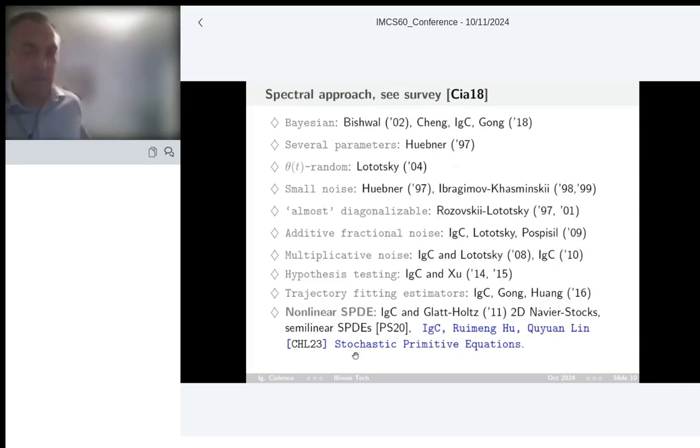We treated the stochastic primitive equations, which is a simplified version of the 3D Navier-Stokes equations, where we really use the structure of the solution to prove the consistency and asymptotic normality.